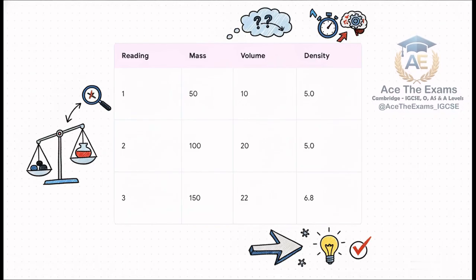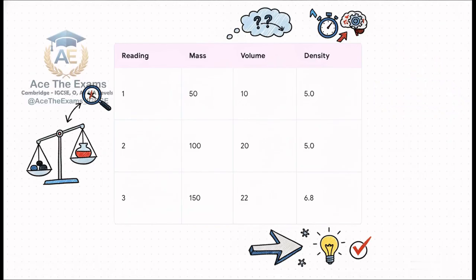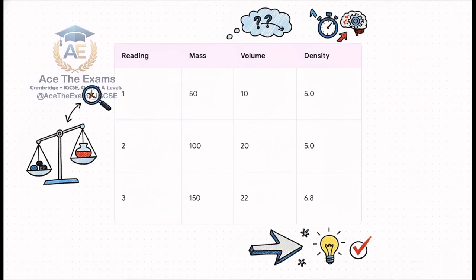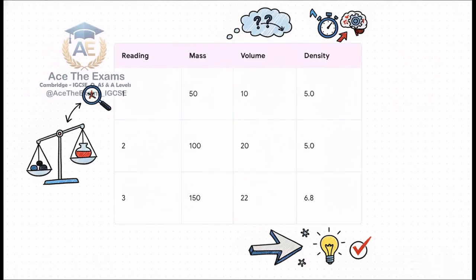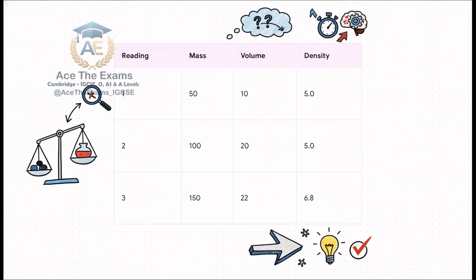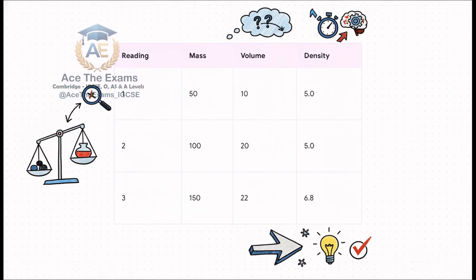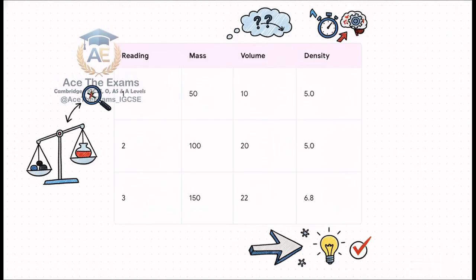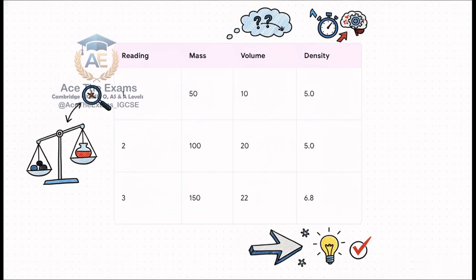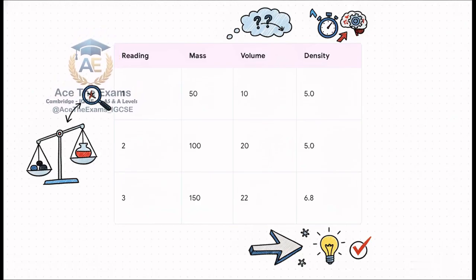Look really closely at this data table from a practical investigation. We've got 3 readings. Reading 1, Mass 50, Volume 10, Density 5.0. Reading 2, Mass 100, Volume 20, Density 5.0. Reading 3, Mass 150, Volume 22, Density 6.8.